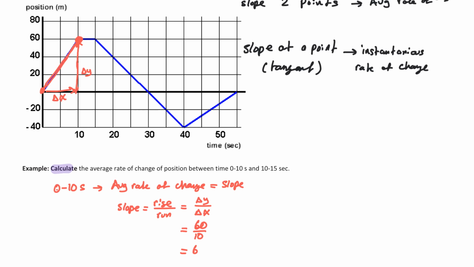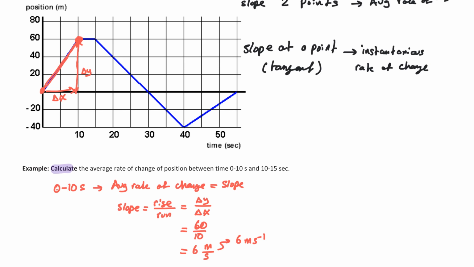And in terms of units, the change in y had a unit of meters, so that's going to go on top. And the change in x had a unit of seconds. That's the one in this direction. That unit was seconds, so I'm going to put seconds. And you can also include this as 6 meters per second in this format as well.